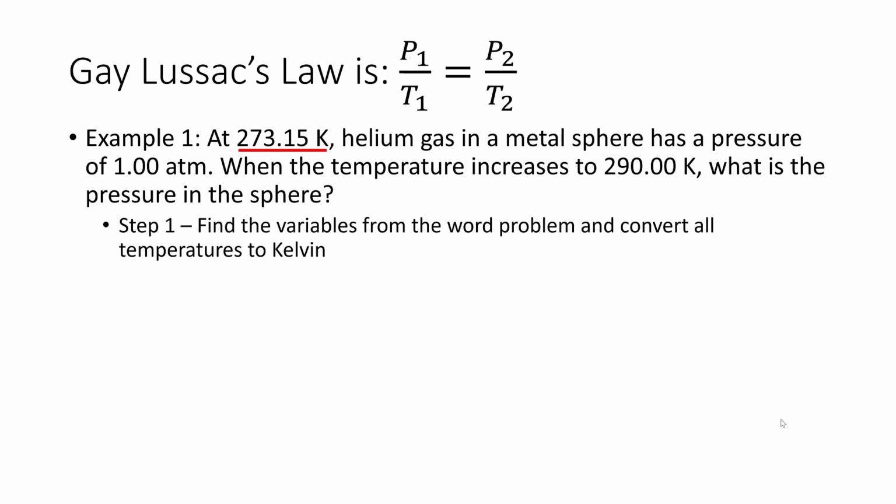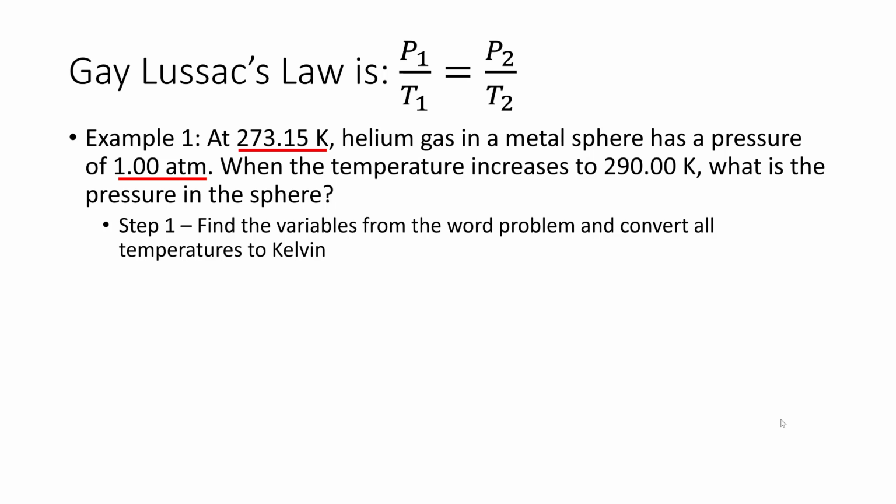It says at 273.15 Kelvin. Okay, so that's a temperature, right? You should be able to recognize the K unit is a unit of temperature. And it looks like it's already in Kelvin for us, so we don't have to do any converting. So that's the first variable, 273.15. So that helium gas at 273.15 Kelvin is in a metal sphere, and that metal sphere has a pressure of 1 atmosphere. So those two values go together, right?